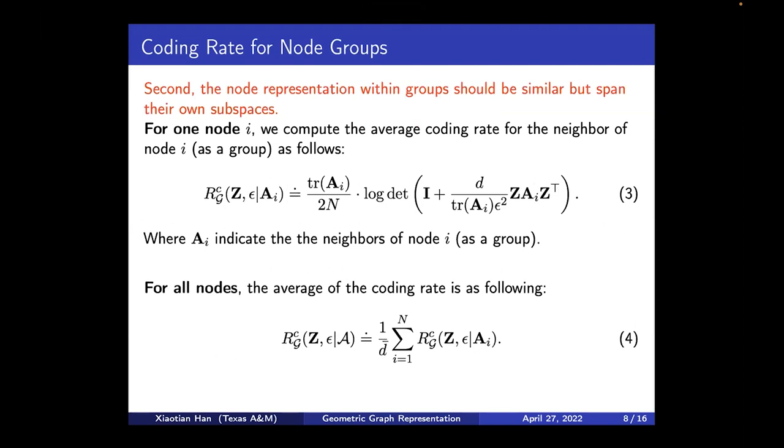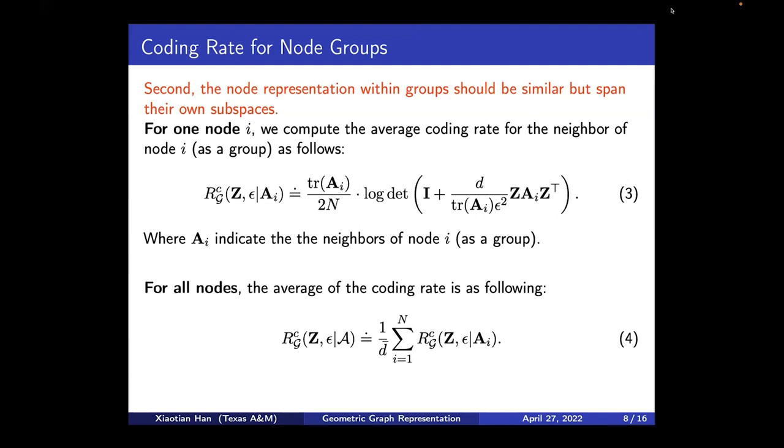And as we mentioned before, the second one, the node representations within groups should be similar, but span their own subspace. So in this way, we also compute the coding rate for a node group. If we make the information of this group smaller, then we will push the node representations within a group to be similar because they will contain less information. So based on this idea, we regard the neighbors of one node as a group. So for one node i, we compute the average coding rate for its neighbors as follows, which is shown in equation 3.